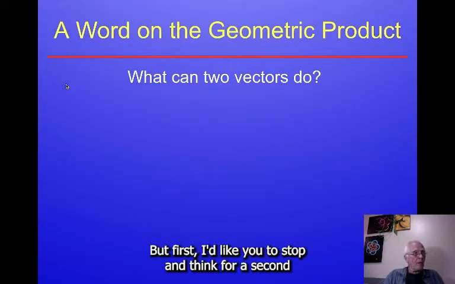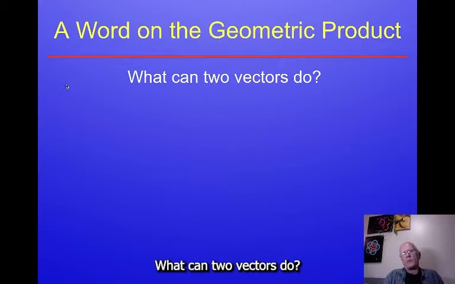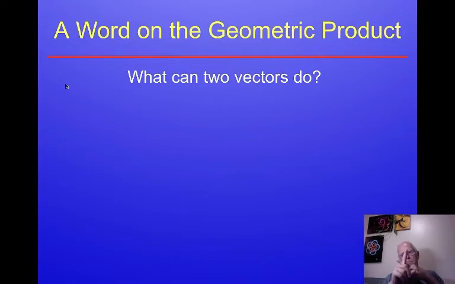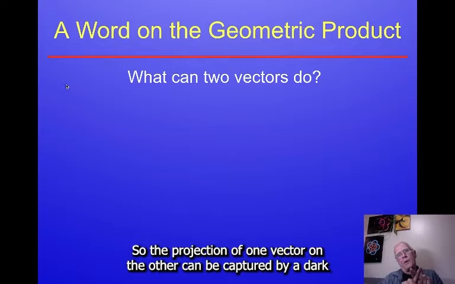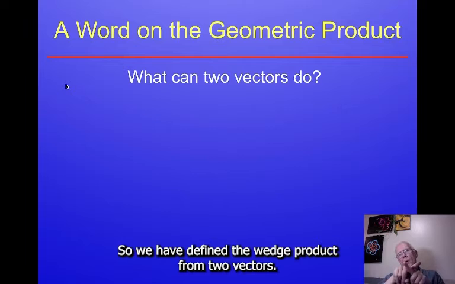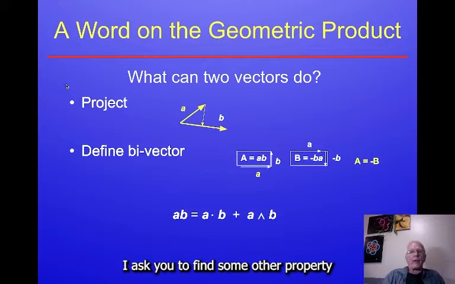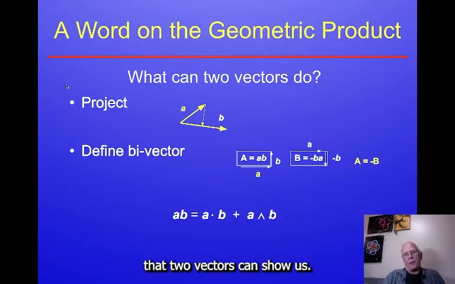But first, I'd like you to stop and think for a second, by way of motivation of why this is a good product. What can two vectors do? What can they really represent? If you think about that deeply. First of all, two vectors, we know one can project onto the other. It's a dot product, right? So the projection of one vector on the other can be captured by a dot product. The other thing is, of course, two vectors define a plane in space. So we have defined the wedge product. From two vectors, we can define the plane going through those two vectors. I ask you to find some other property that two vectors can show us. Maybe you can, but basically that's it.